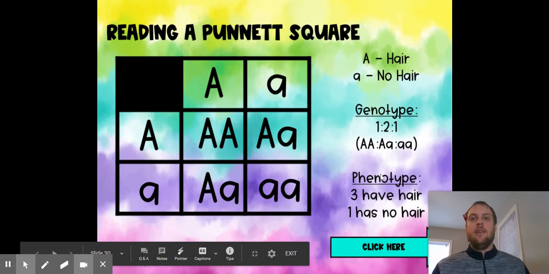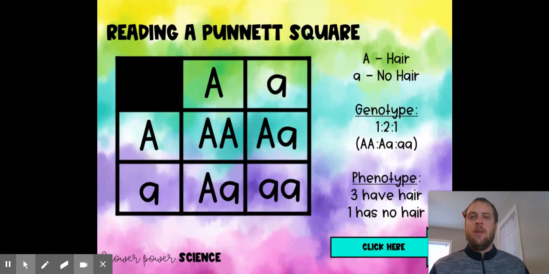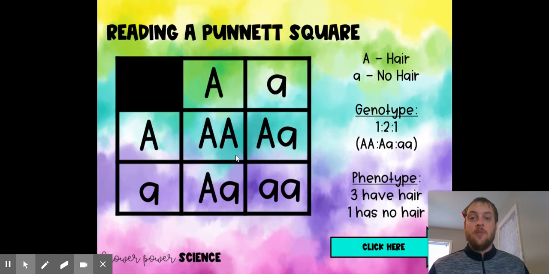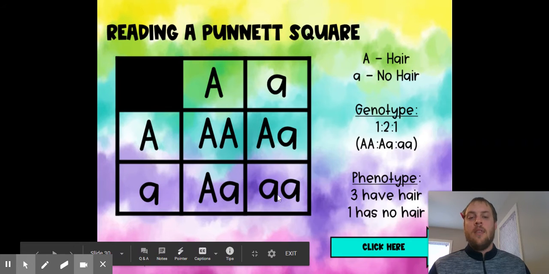And then if we're looking at it in terms of the phenotype, the physical appearance that these offspring would have, three of them would have hair. And again, that's because three of these possible genotypes have that dominant allele that's representing an organism with hair. So anytime you see that dominant allele, it's going to show that dominant trait. And the one in this corner here that has two recessive alleles, the two recessive versions of this trait, little a, that's going to have no hair.